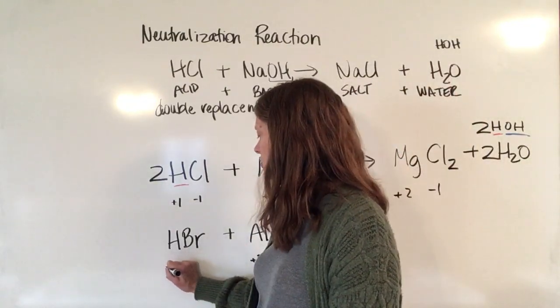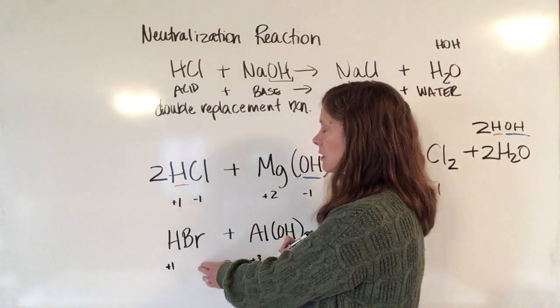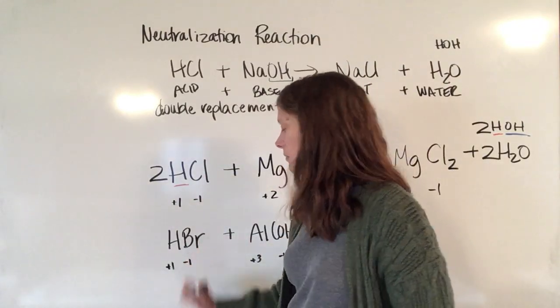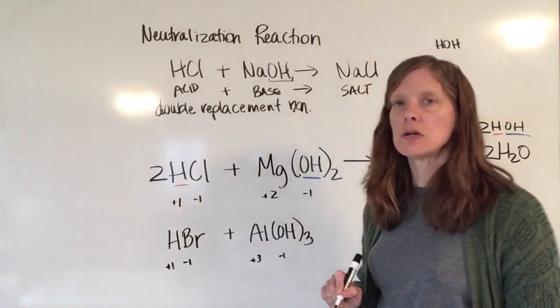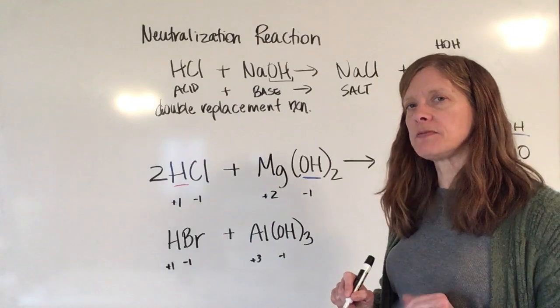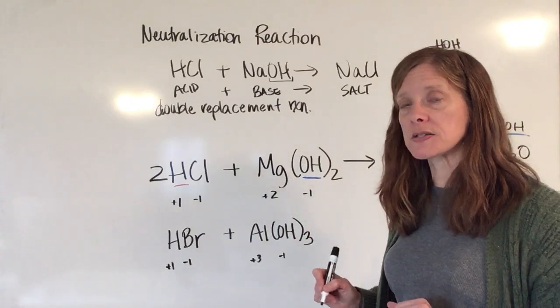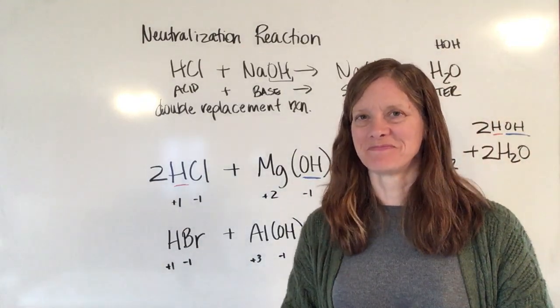The hydrogen's always a +1. The bromine is in the second to the last column. It's in the same column as the chlorine is, and so it's going to have a -1 charge on it. Okay, so here's my acid plus my base. So why don't you pause the video for just a second and see if you can come up with the products that we're going to have, and I'll be right here when you get back.